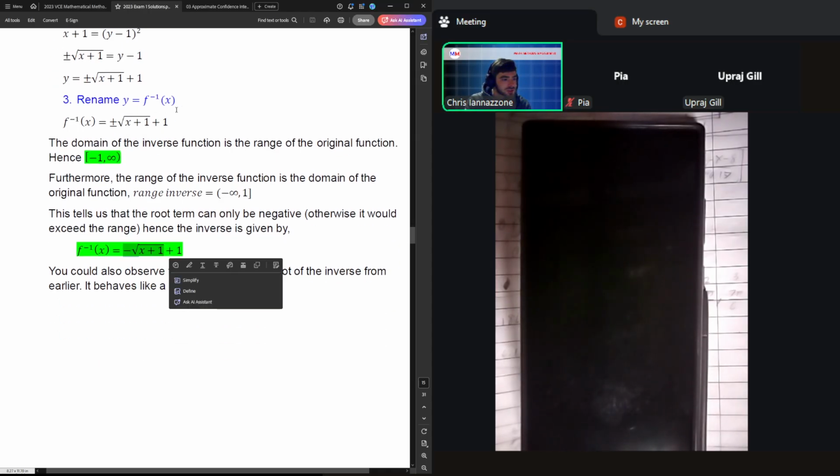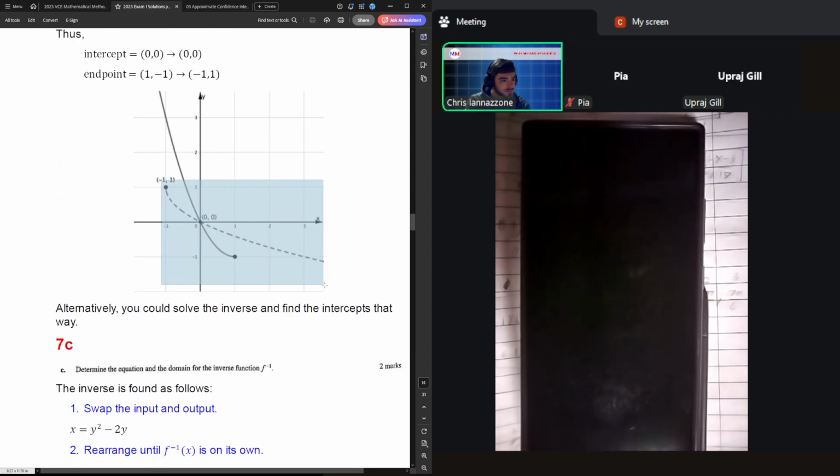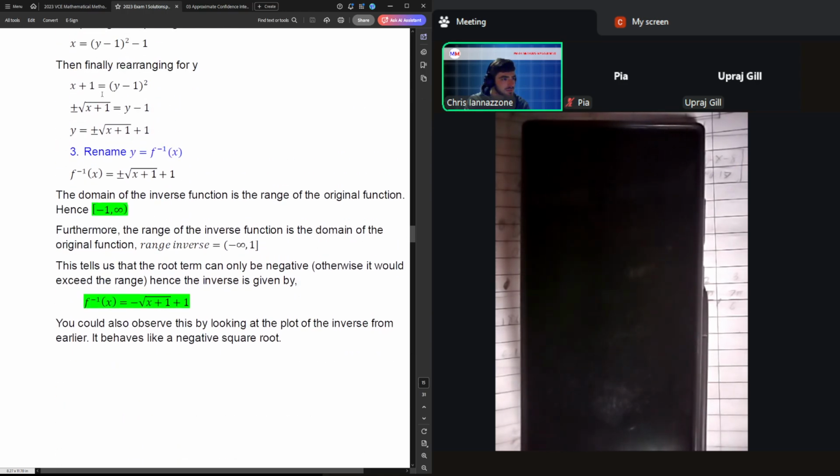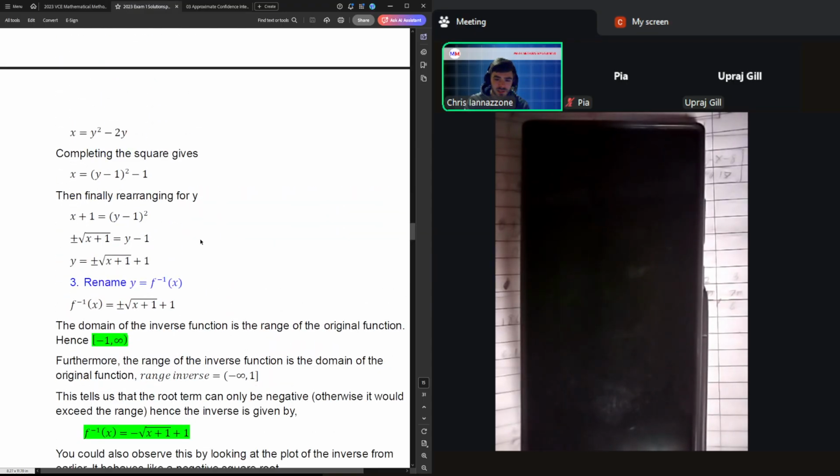That, or look at the graph you just drew. One of those is clearly a negative root, the other is clearly not. Yeah, that's about it then. Anything to clarify from that one?